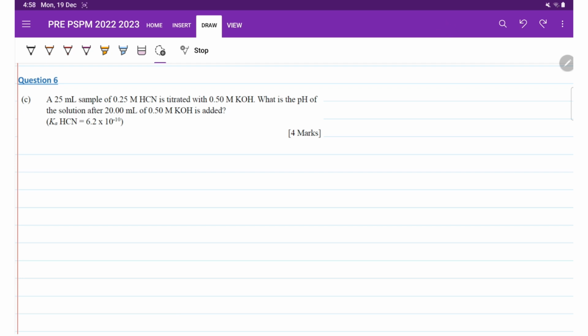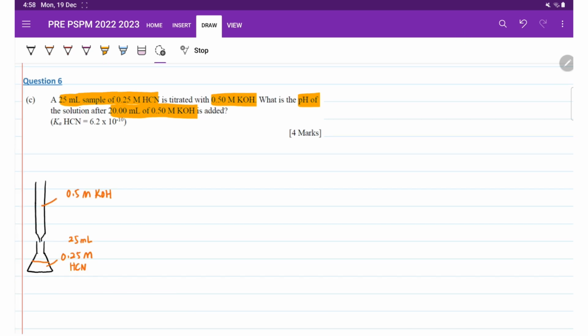Now, let's proceed to question 6C. A 25 ml sample of 0.25 molar HCN is titrated with 0.5 molar KOH. What is the pH of the solution after 20 ml of 0.5 molar KOH is added? So this is what we have for our system. Okay, yang mana dekat kita punya analyte, we have 25 ml of 0.25 molar HCN. Dan kita punya titrant adalah 0.5 molar KOH.